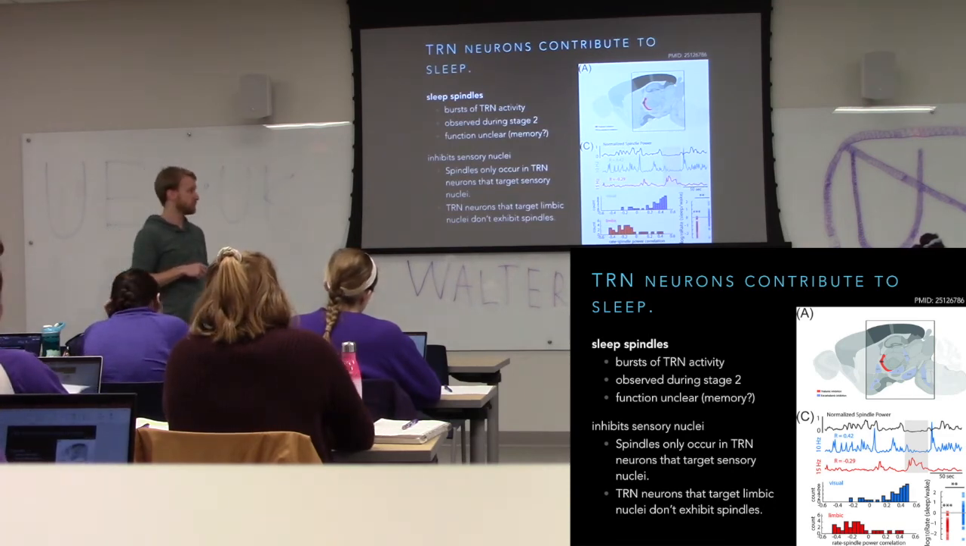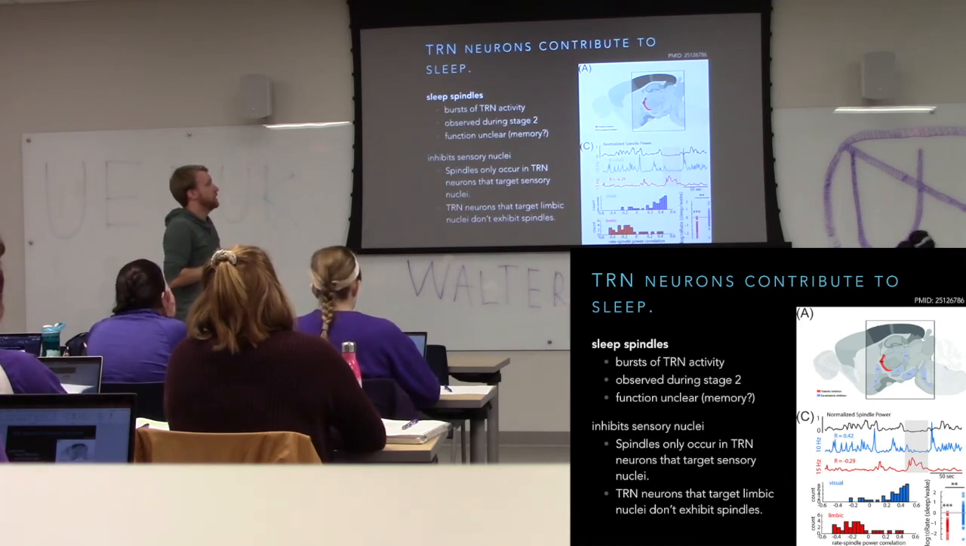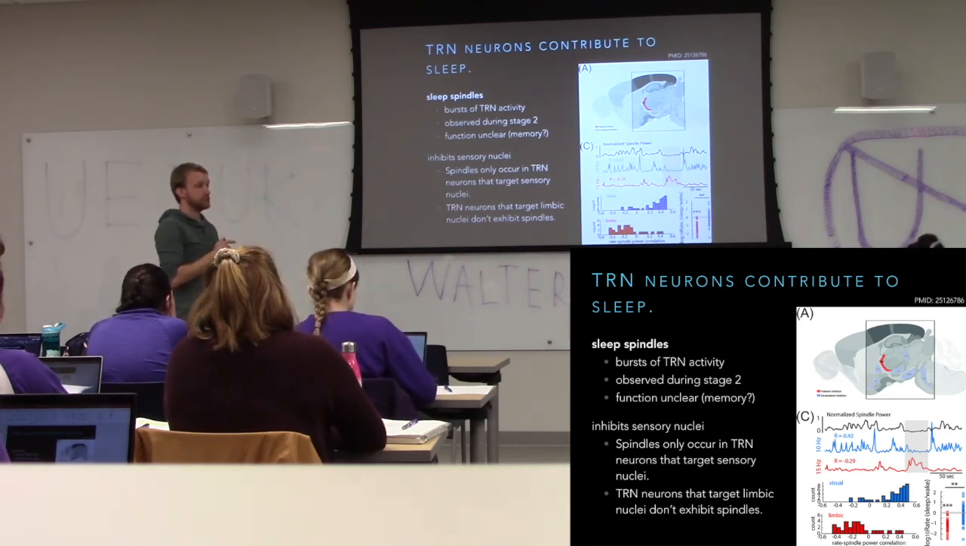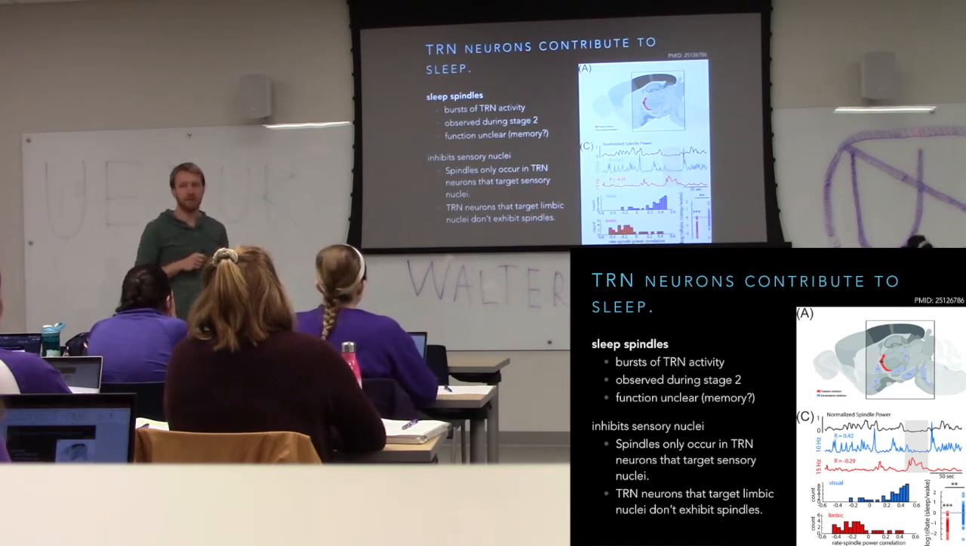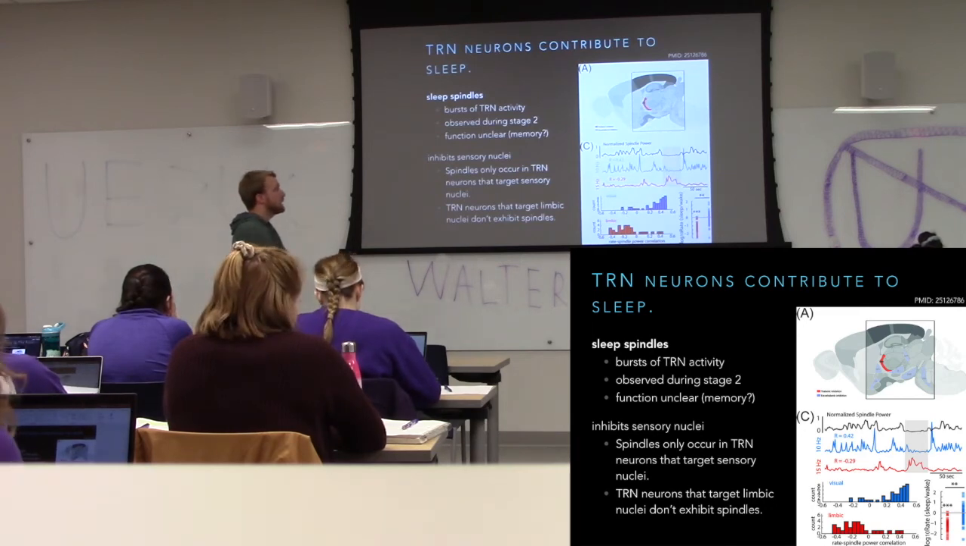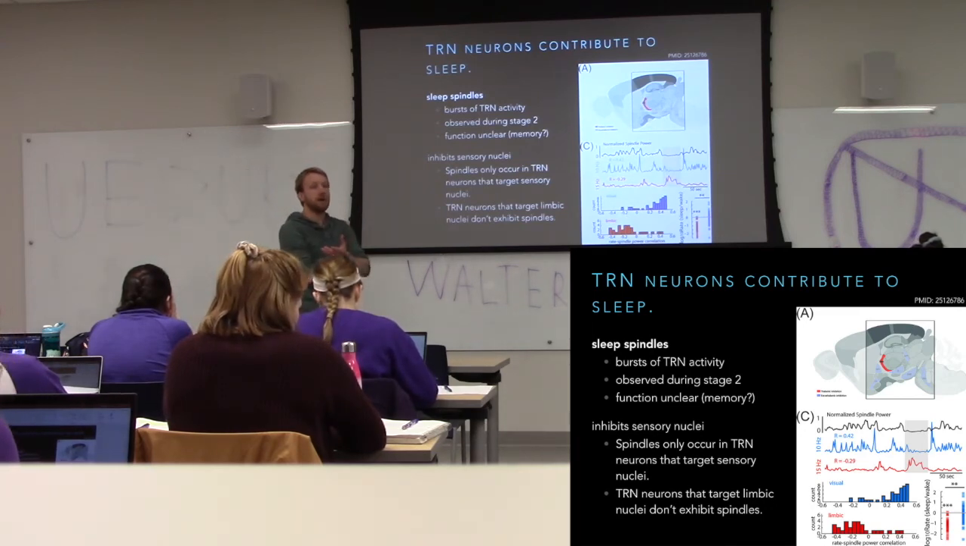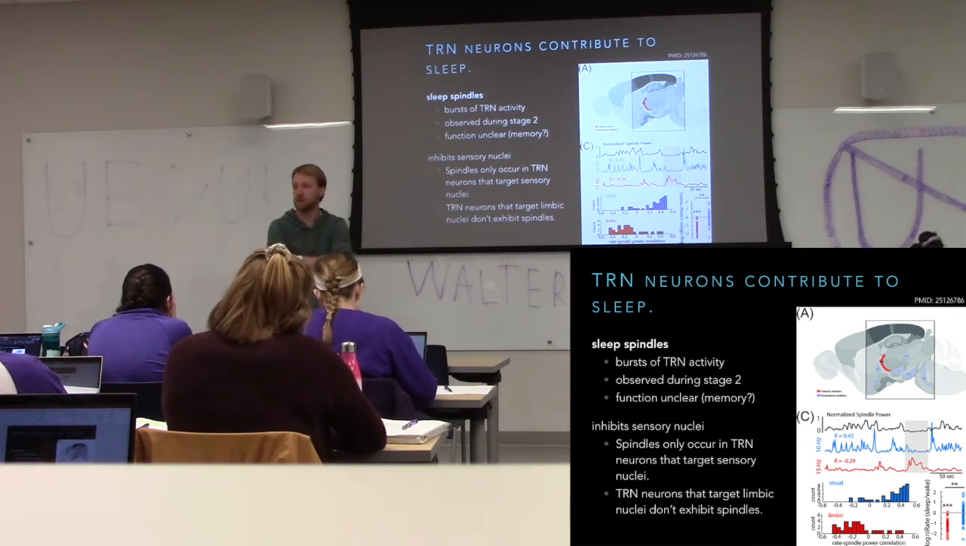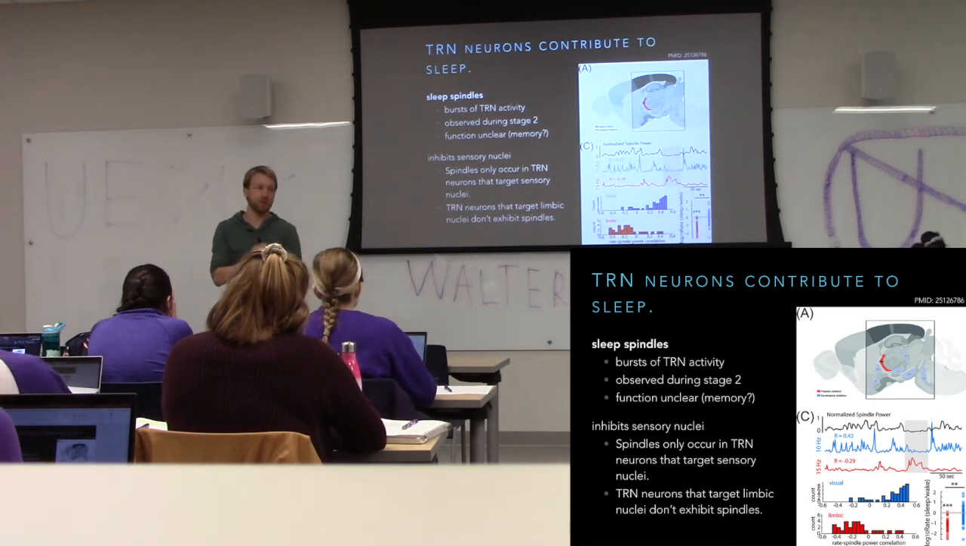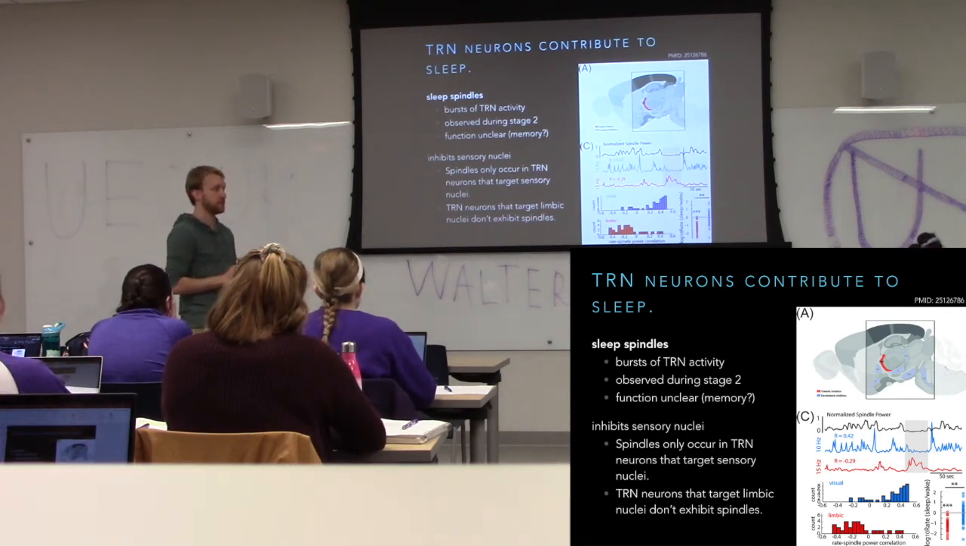If you've ever heard of sleep spindles, these are these little bursts of activity you see kind of early on in stage 2 of slow wave sleep. Those bursts are caused by bursts of reticular thalamic activity. So it's little bursts of inhibition of the thalamus. That's what we're dealing with there.